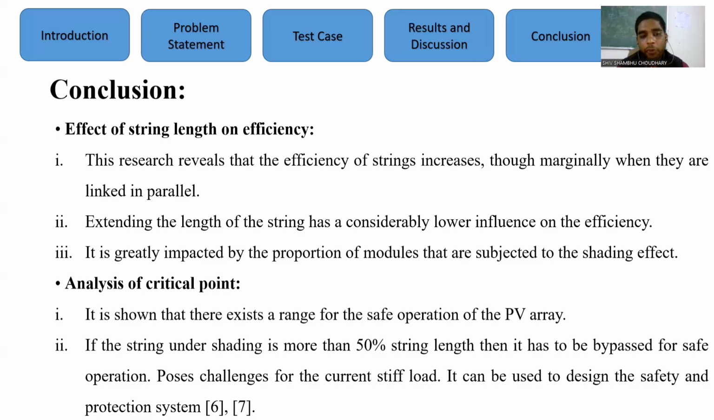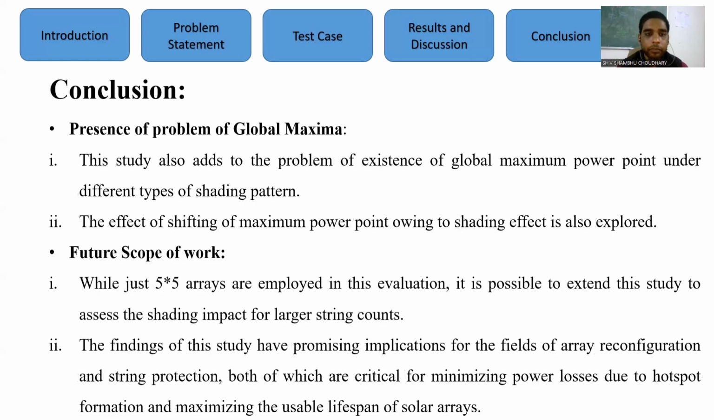After the analysis of critical points, it is shown that there exists a range for the safe operation of the PV array. If the string under shading is more than 50% of the string length, then it has to be bypassed for safe operation of the system. However, this poses a challenge for the current stress load. This information can be used to design the safety and protection system of the solar photovoltaic system.